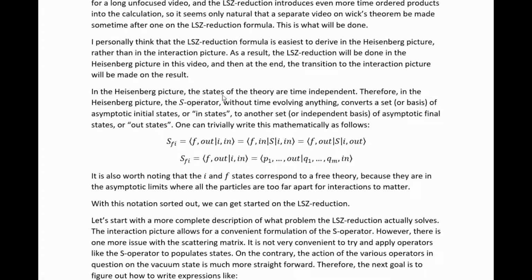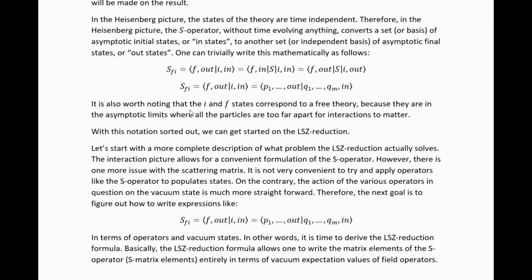In the Heisenberg picture, the states of the theory are time-independent. Therefore, in the Heisenberg picture, the S operator, without time evolving anything, converts a set or basis of asymptotic initial states, or in states, to another set or basis of asymptotic final states, or out states. One can trivially write this mathematically as follows here. It is also worth noting that the initial and final states correspond to a free theory because they are in the asymptotic limits where all the particles are too far apart for interactions to matter. With this notation sorted, we can get started on the LSZ reduction.